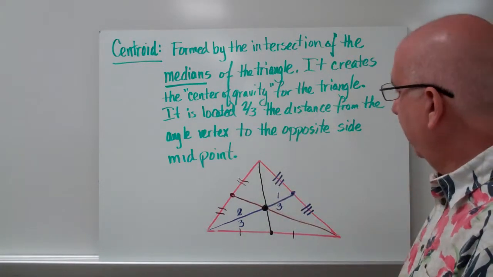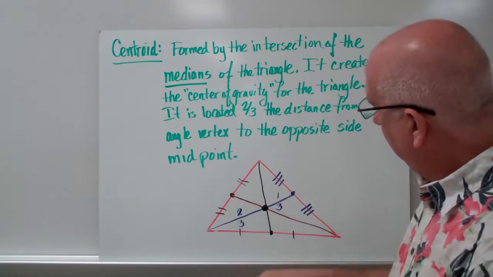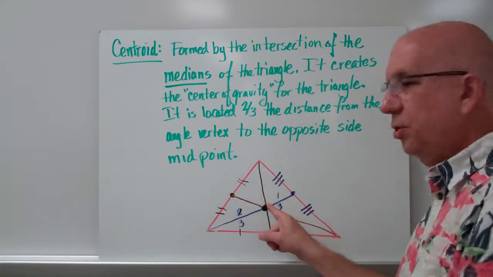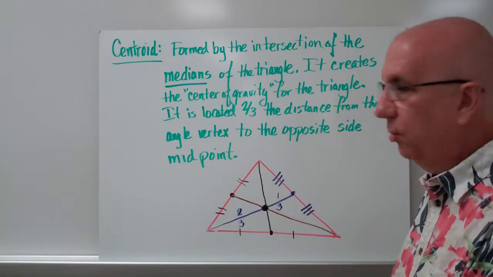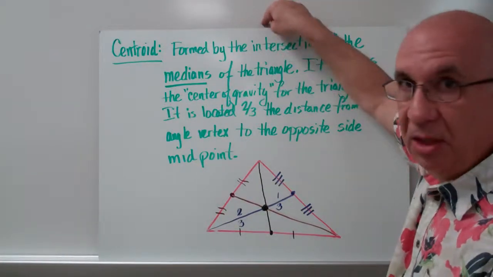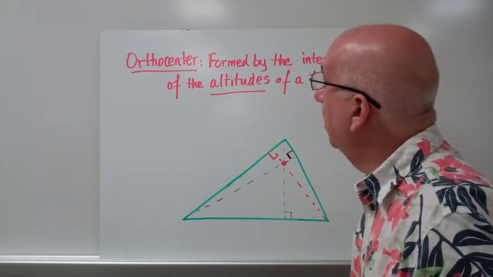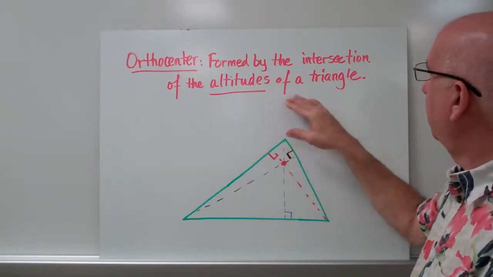Now, center of gravity simply means that if you cut this out and you put your finger under it, you would be able to balance this triangle from this point on your finger. That's a center of gravity, and that's what a centroid does. The fourth type of center is called the orthocenter. It's formed by the intersection of the altitudes of a triangle.